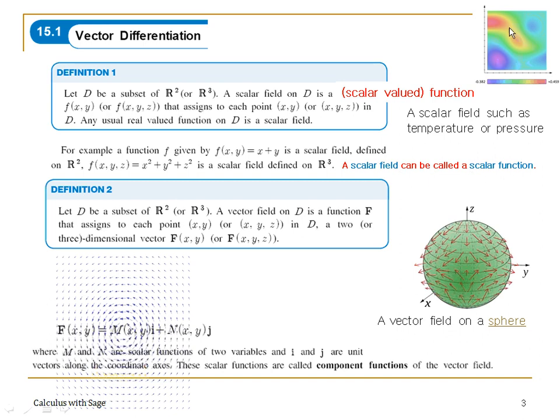Quantities such as temperature or pressure can be represented in this way. And at x and y, we can define a number that represents the color, like this.